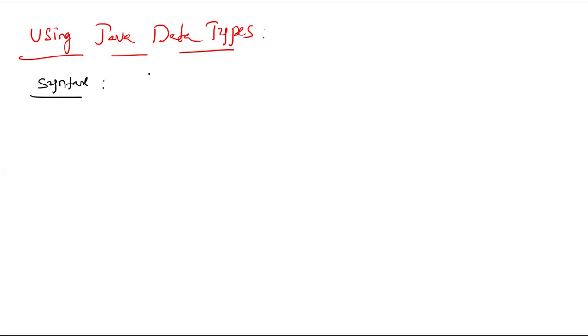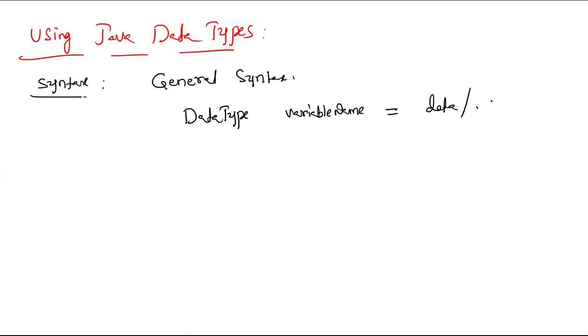Similarly, the general syntax for the Java data types is: first data type, then space, variable name, then equal to symbol, then data or value, then ends with semicolon. So this is the general syntax.